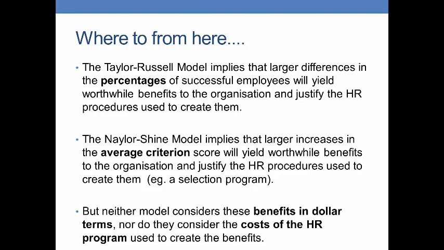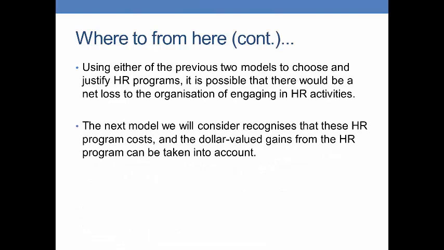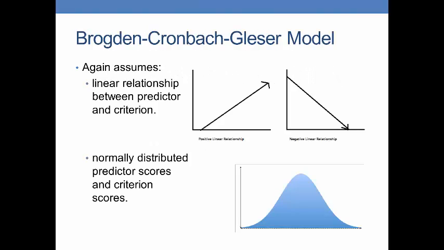The Naylor-Shine model is based on the premise that larger increases in the average criterion score will result in benefits to the organisation and justify that particular selection tool. But as we've discussed, neither of these two models consider the cost of these programs nor the benefit in dollar terms. As a result, we look at a later utility model, the BCG model, which incorporates the cost of the program into the equation, and therefore the dollar gain of a particular program can be calculated.